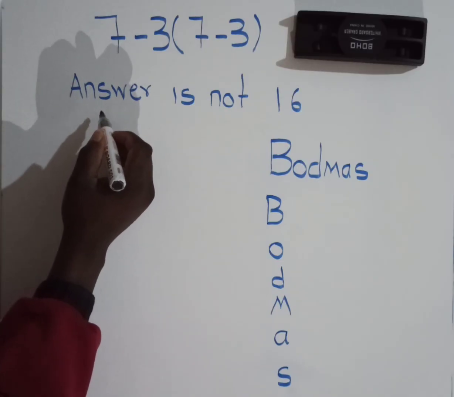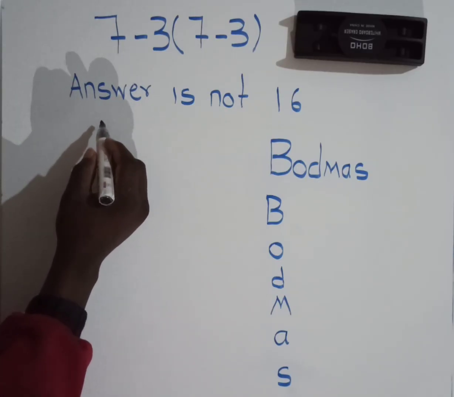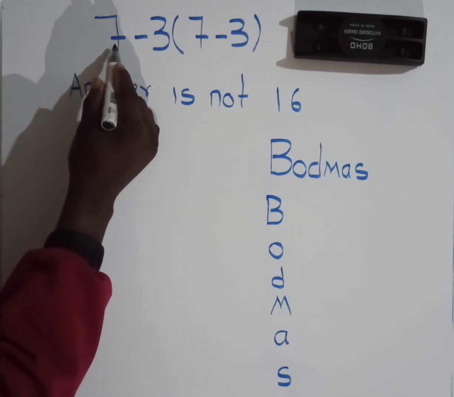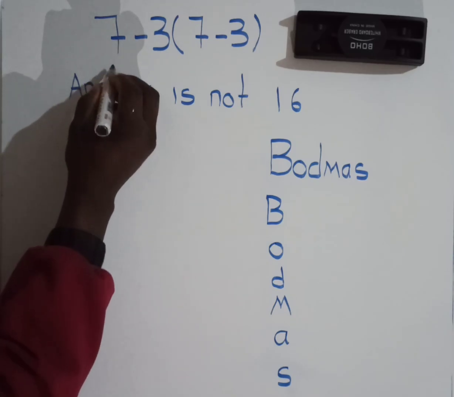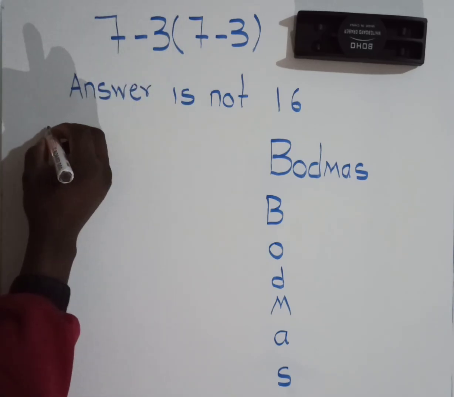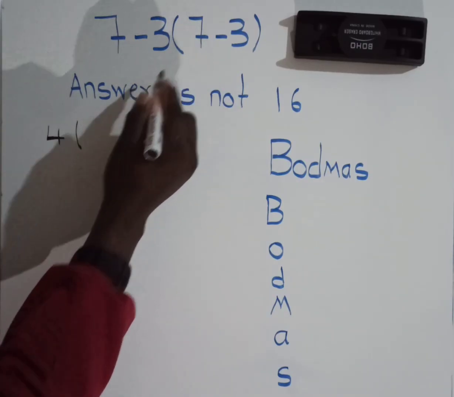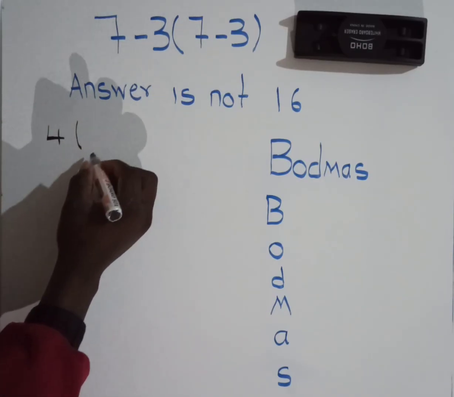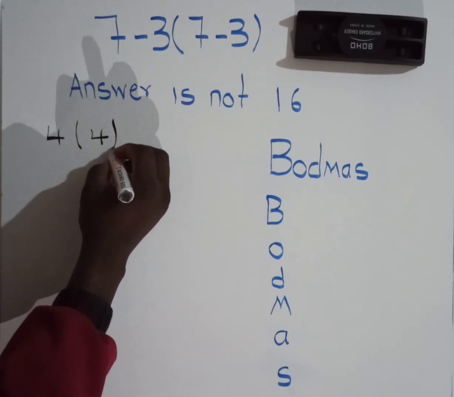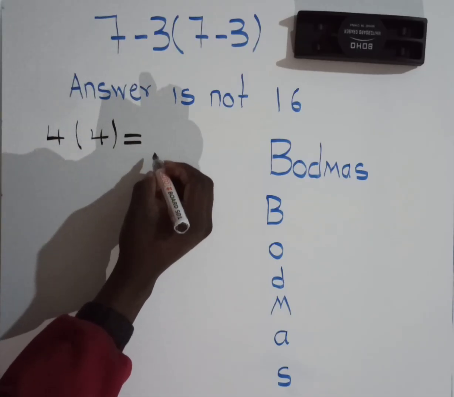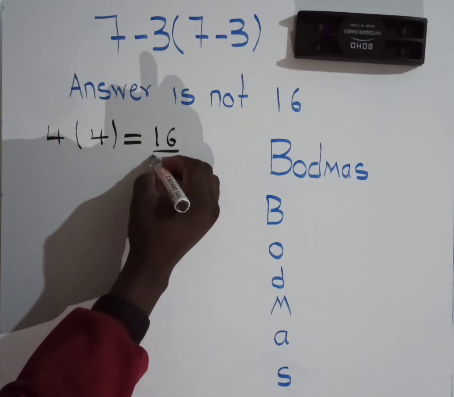So this is what most people get, and that is totally wrong. When you have 7 minus 3 here, they first subtract. So 7 minus 3 is going to give you 4, right? Then they put bracket again, and then they subtract what is inside the bracket. So when you have 7 minus 3, it also gives you 4. So 4 times 4 is going to give you 16. But this answer is not correct.